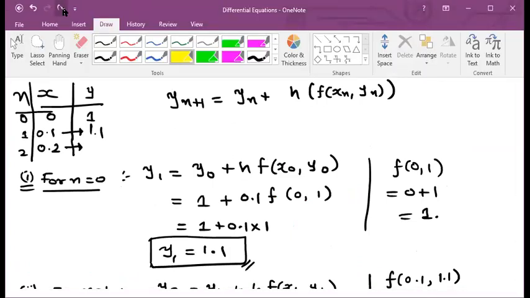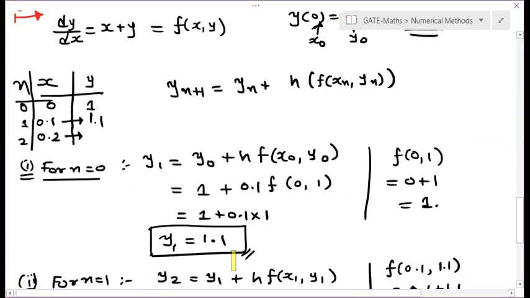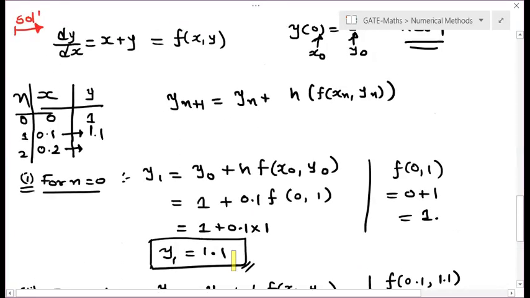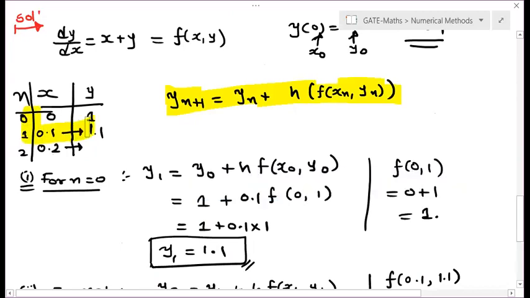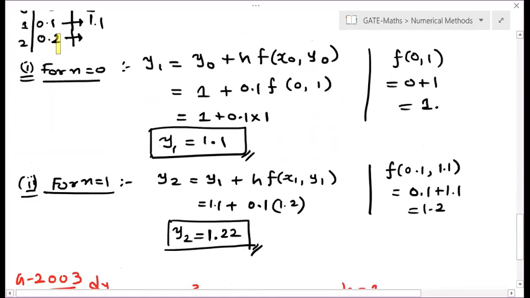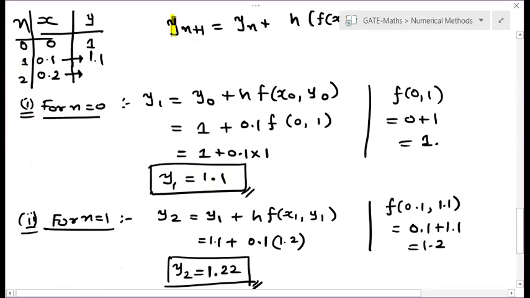Just observe this last step, what we have done. This is our iteration formula: y n plus 1 equal to y n plus h times f of x n, y n. First I used this iteration formula to find y1 with the help of y0. I put n equal to 0, so y1 equals y0 plus h times f of x0, y0. In the same way, after getting y1, I want to find y2. How can I find y2? I put n equal to 1 in this equation. So this will become y2, this will become y1, and this will become h into f of x1, y1.